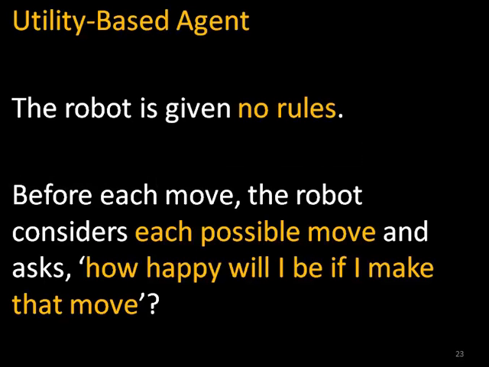We can do this using a kind of agent function that's called a utility-based agent. In this case, we're not going to give the robot or the agent any rules to follow. Instead, before each move, the agent is going to consider each possible move and ask, how happy will I be if I make that move?